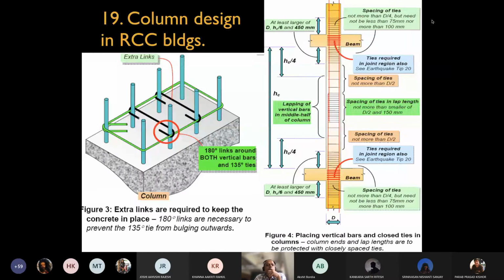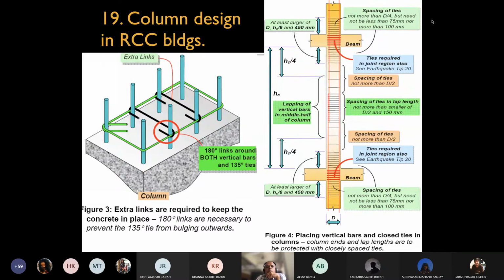Now, if there is a larger column, then it is important how the extra links are tied. Just notice how they are not just tied from column to column, but they also take into consideration the stirrup. So the stirrup also has a cross kind of anchorage. The stirrup also is taken into the tie, the manner in which the reinforcement is tied to each other.